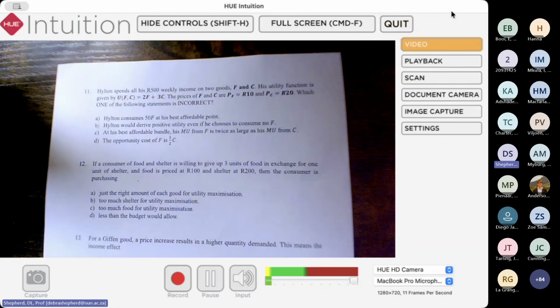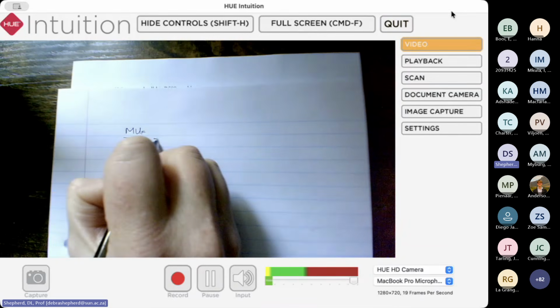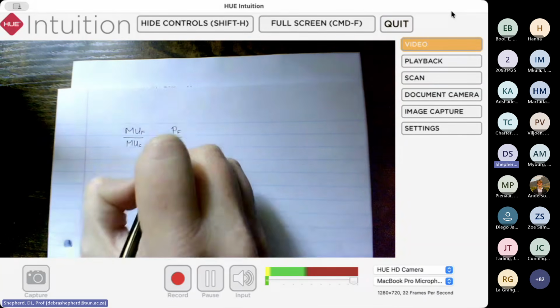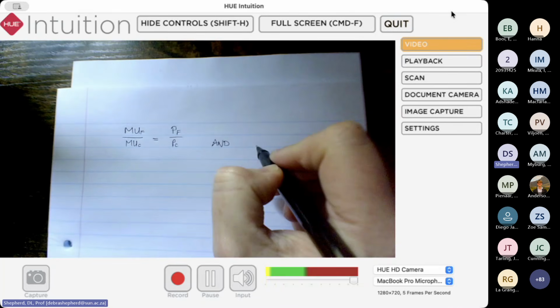So the best affordable point for this consumer, we're going to find as the point where the marginal utility of F divided by the marginal utility of C must be equal to the price of F over the price of C. So this is the condition for finding an optimal consumption point, but it must happen together with being on your budget constraint. So these are the two conditions that need to be fulfilled in order for a consumer to be optimizing.